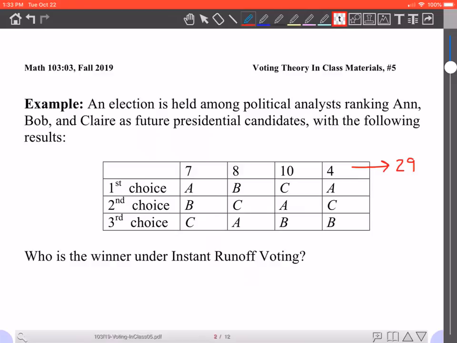A has 11, C has 10, and B has 8, and therefore nobody has a majority. So remember that in instant runoff, we're now going to conduct a runoff. We're going to eliminate the candidate with the least first choice votes, which is going to be candidate B.